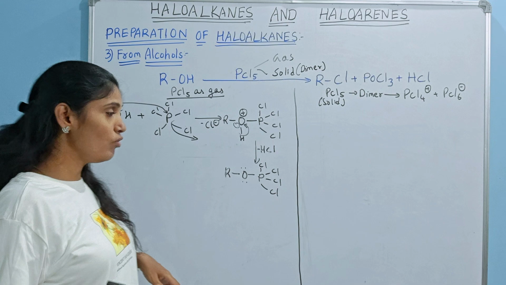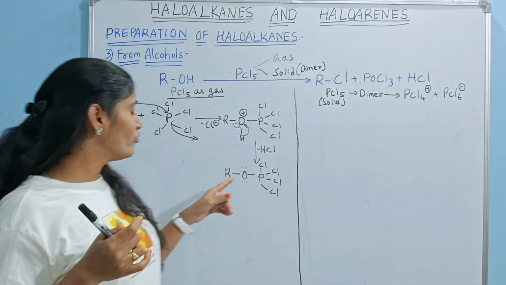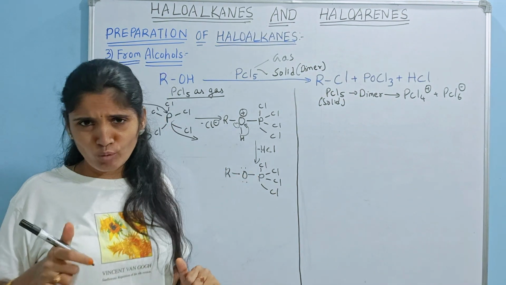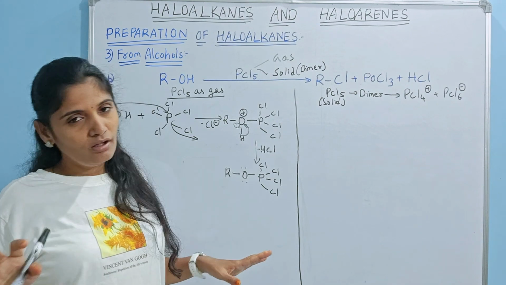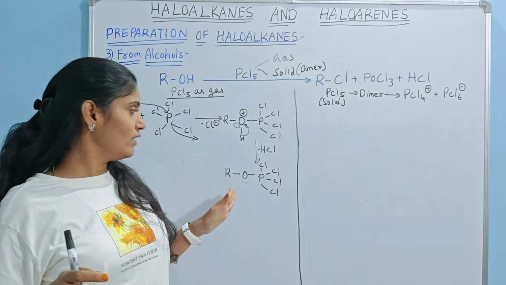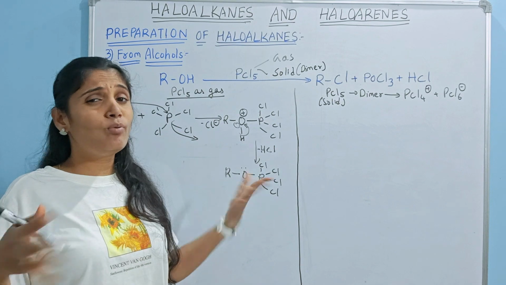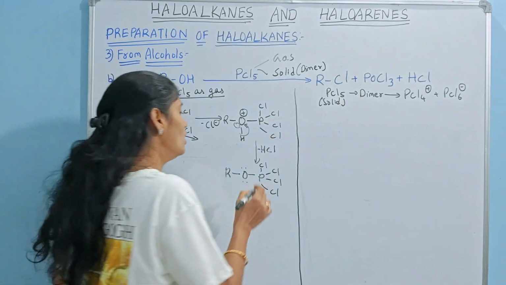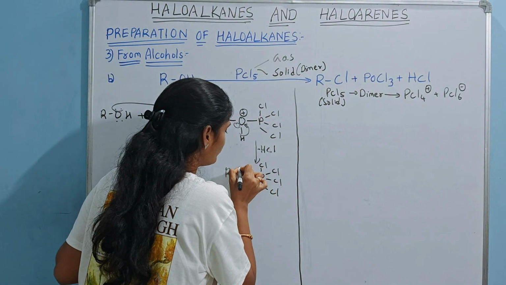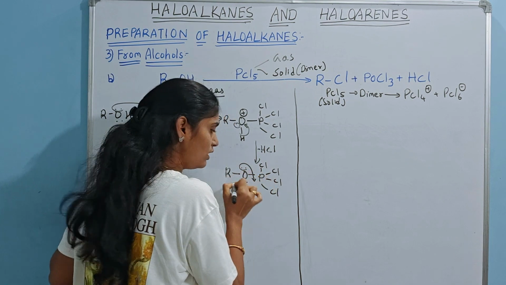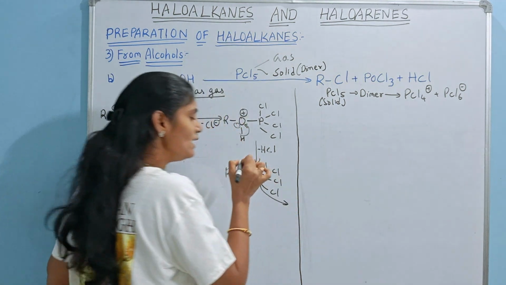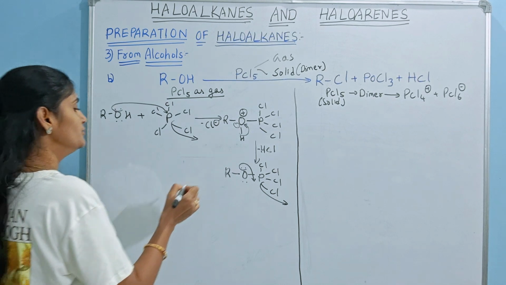Now what will happen here? Oxygen again has 2 lone pairs of electrons, and phosphorus is more interested in taking from oxygen, because 4 chlorine atoms are pulling electrons towards them from phosphorus. So phosphorus will try to take this lone pair of electrons, and one more chlorine will leave as Cl minus from the molecule.